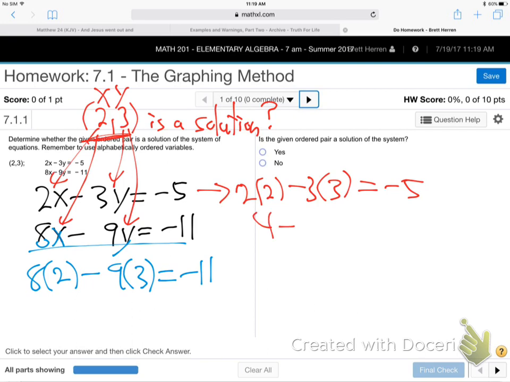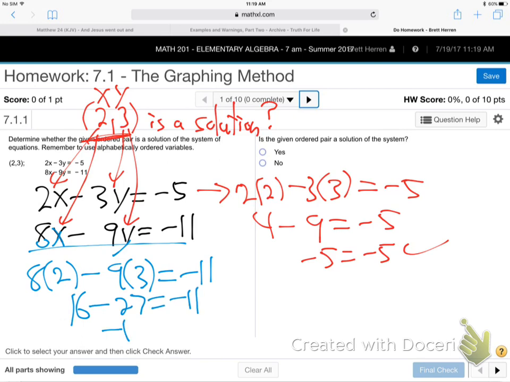So here we go. 4 minus 9, is that negative 5? Negative 5 equals negative 5, yep. Check. That one's right. Let's try the other one. 2 times 8, 16, minus 3 times 9, 27. Yeah, negative 11 is negative 11. Check. They're both right. Our answer is yes, (2, 3) is a solution. Simple, right? Just plug in x is 2, both places, y is 3, both places, work them both out. They're both true. It's a solution.